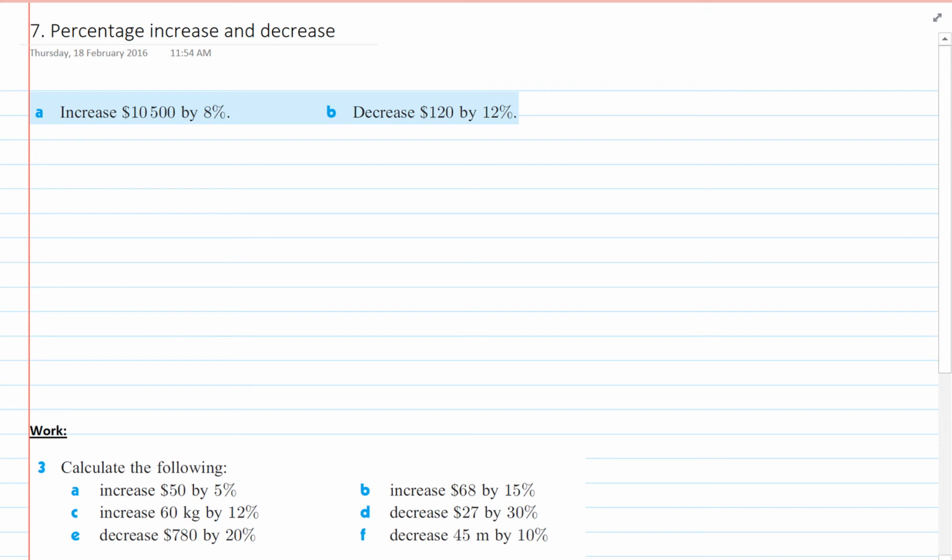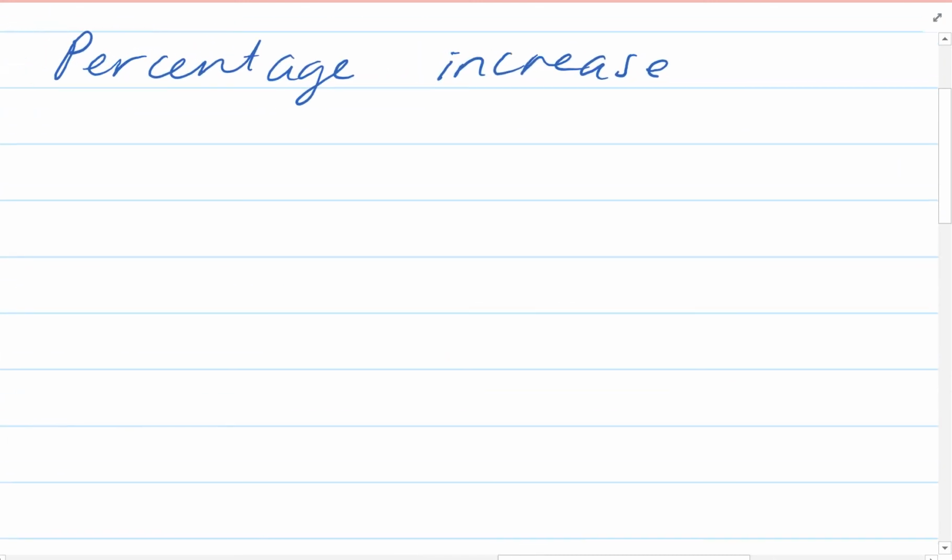Hi everyone, in this video we're looking at percentage increase and decrease, and before we look at this problem I just want to quickly go over a summary of these two things. When we're looking at a percentage increase, we need to think about what that really means. So say we've got some amount that we want to increase by a percentage, we would times it by 1 plus that percentage amount over 100. So let's explain why that is.